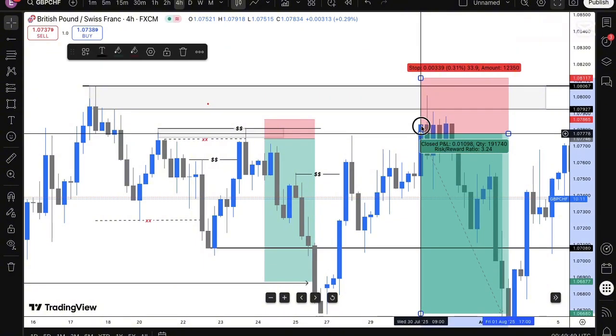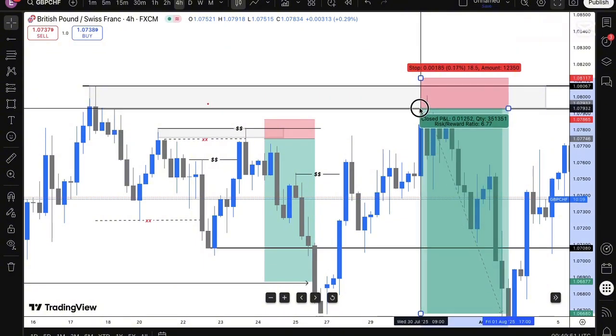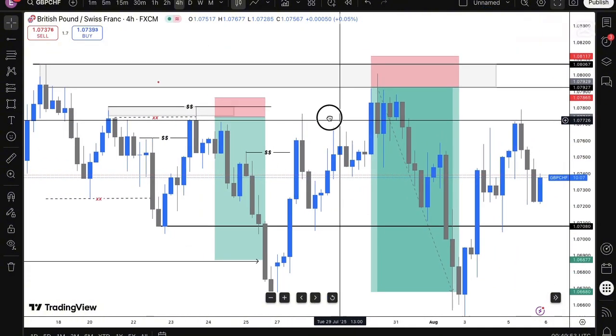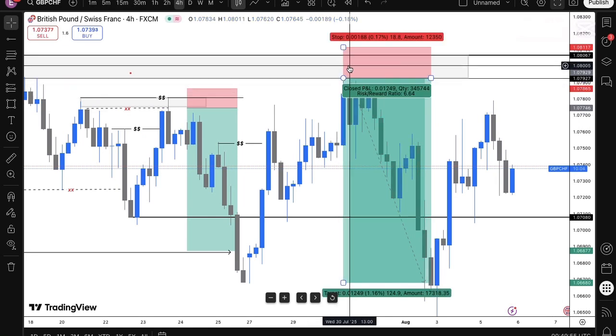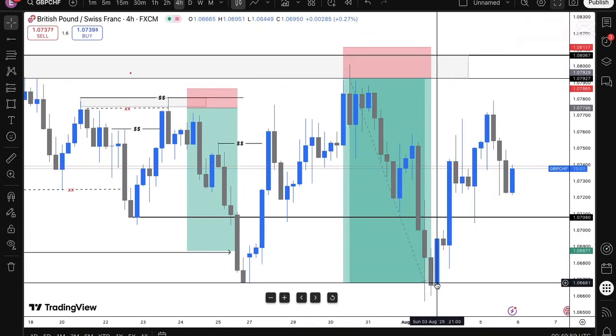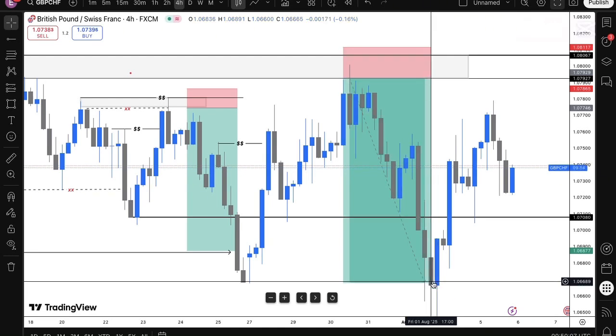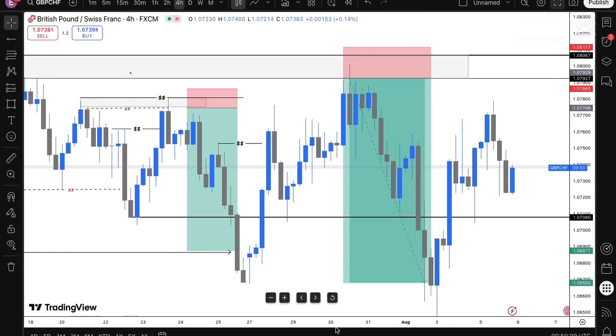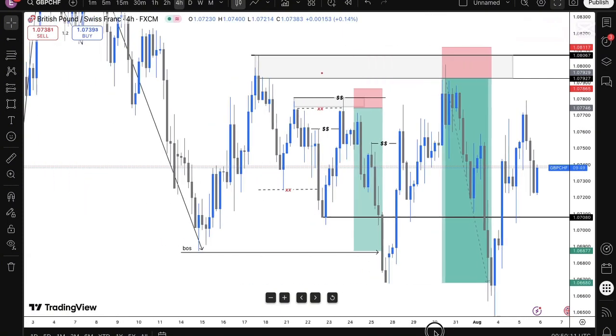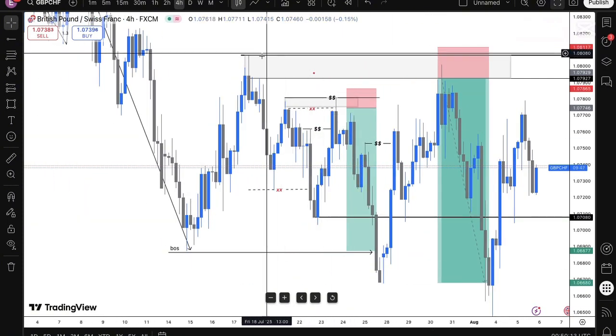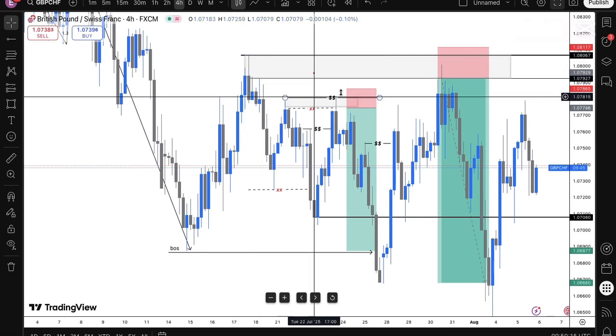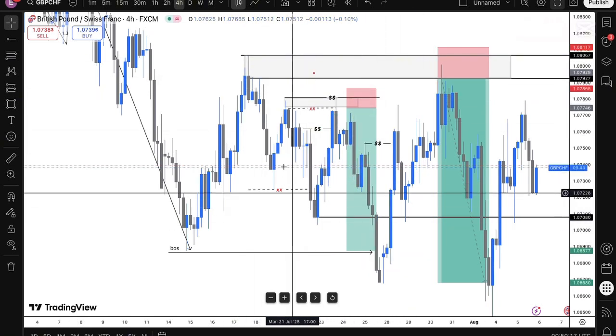So I simply waited. This trade took a long time. It started on the 25th of July and ended around 3rd of August. So it took a lot of time, about 6 days. So what happened? Price immediately reversed to this point, taking out all the liquidity around here.